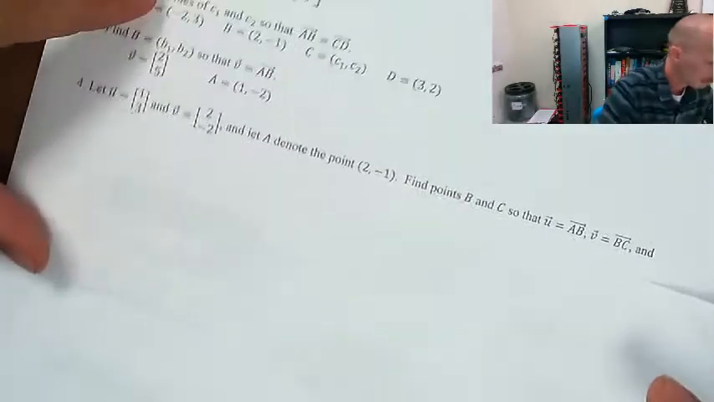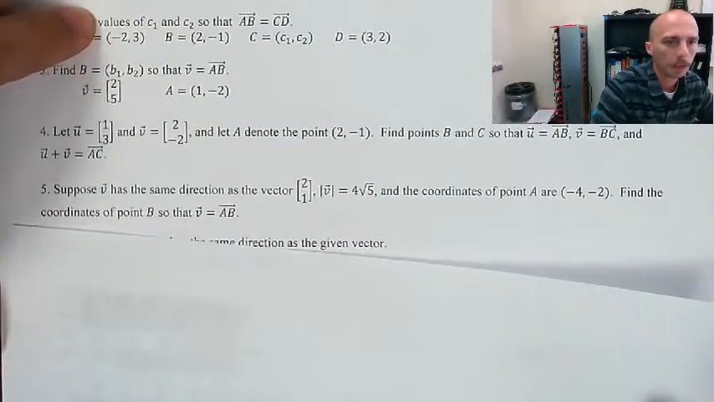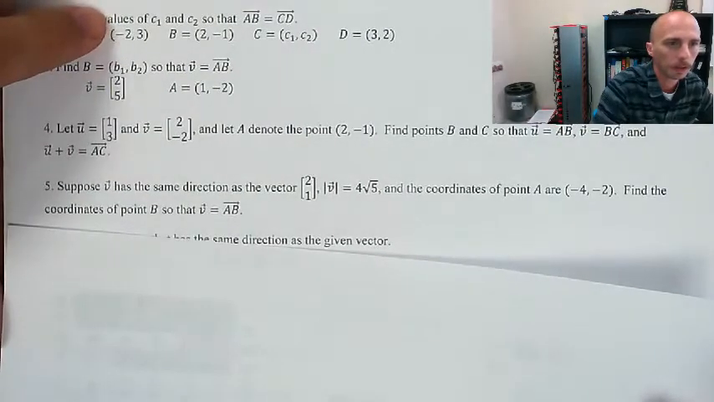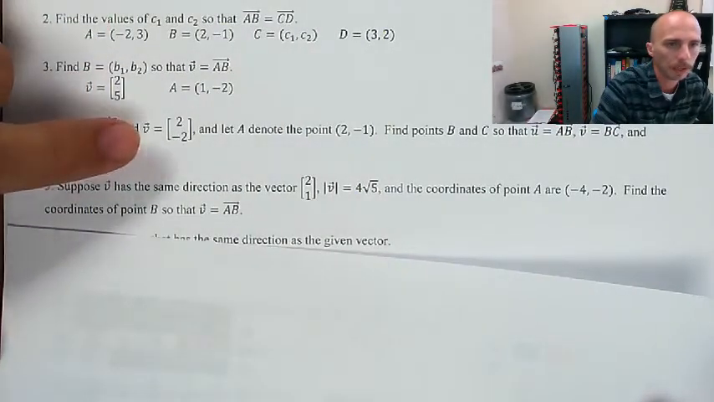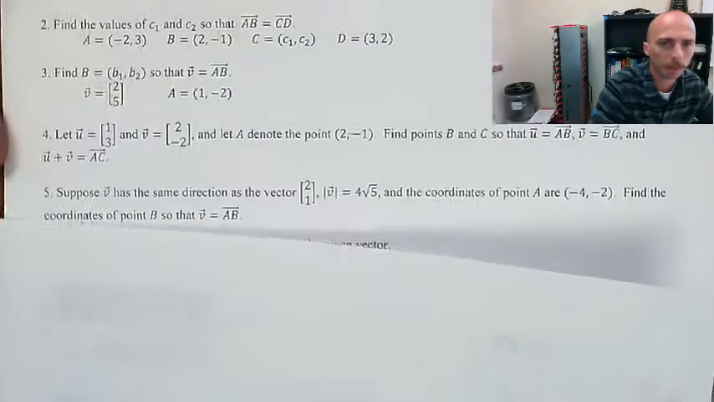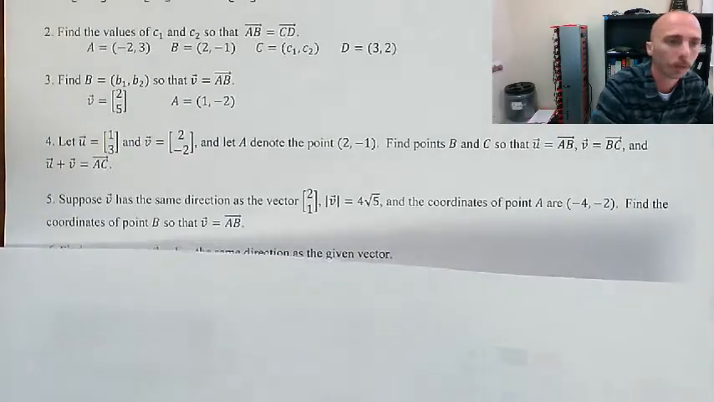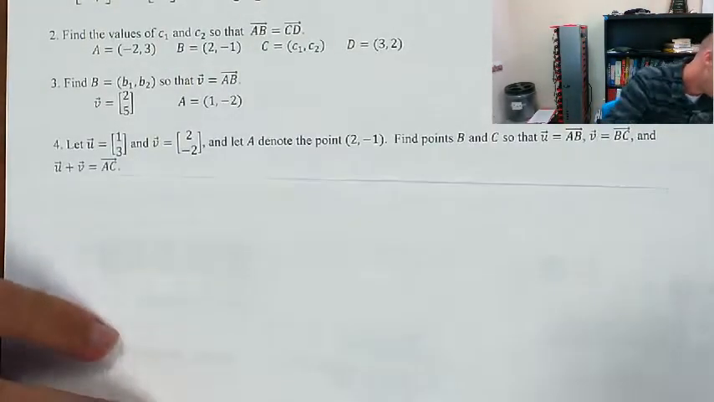All right. Number 4. Let U be and V be given. A is the... Oh, yeah, I saw this one, copied it out of the textbook. I have not ever worked this problem before. It looked kind of interesting, so I'm going to just jump in and do it.